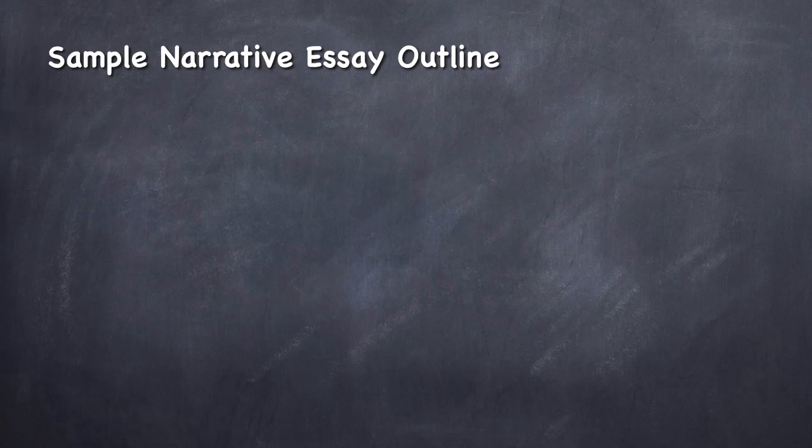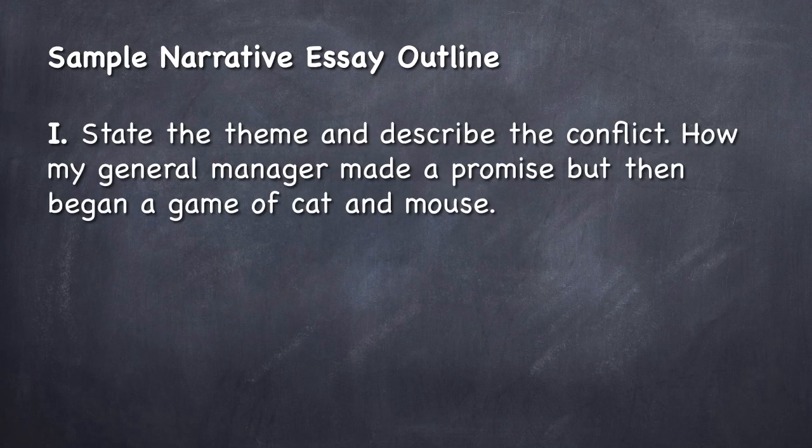Here's our sample narrative essay outline. Here's part 1, and we're going to have 5 parts, and parts 1 through 5 go from the beginning to the ending. So this is the beginning. This is the setup. In part 1, we state the theme and describe the conflict. Here's an example. How my general manager made a promise but then began a game of cat and mouse.